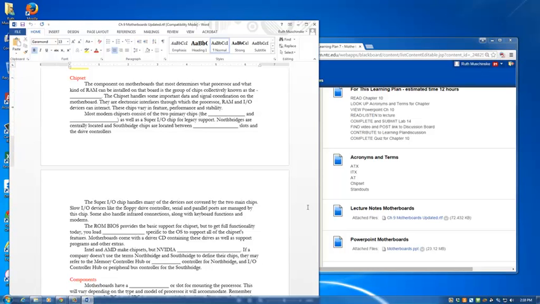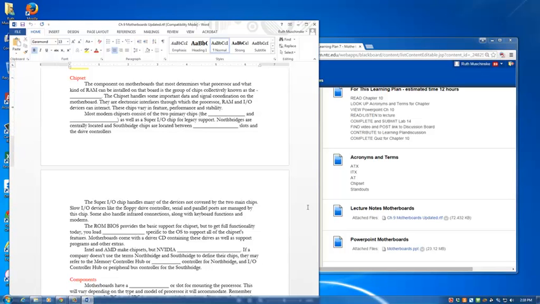The ROM BIOS provides the basic support for the chipset, but to get full functionality today, you would load drivers specific for your operating system in order to support all of the chipset's features. Motherboards come with a driver CD containing these drivers, as well as support programs and other extras. So if you're building a system, you want to make sure that you look for this information.